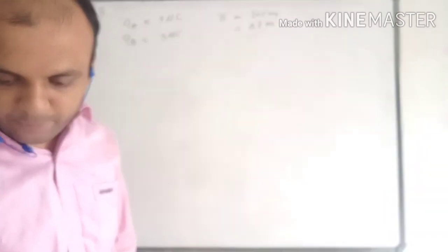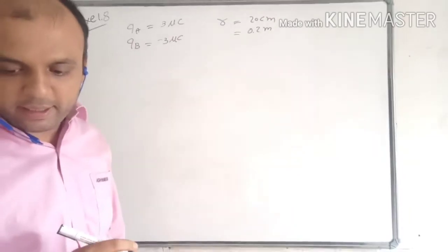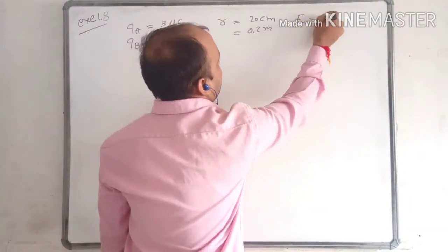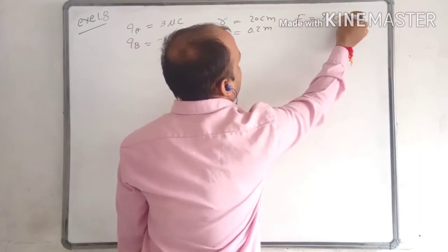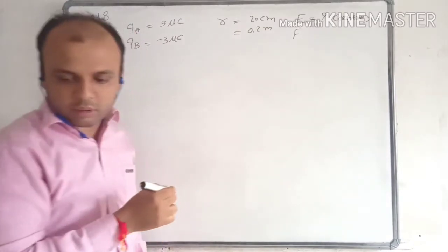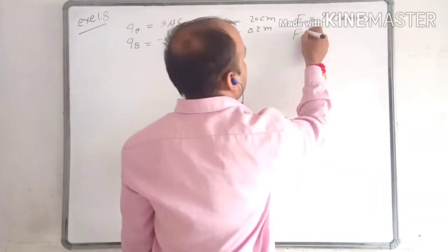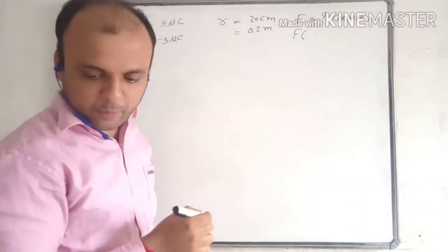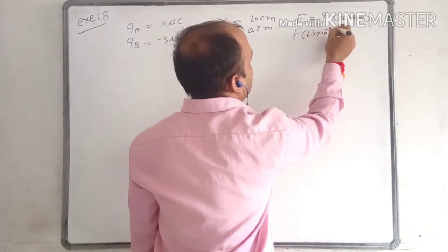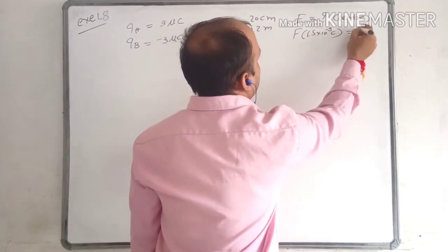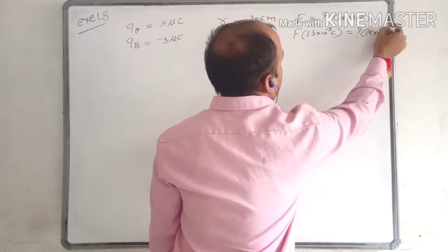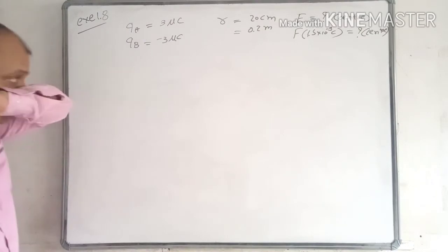And you have to find the electric field at the center, and the electric force for a charge of 1.5 times 10 raised to minus 19, that is also at the center.